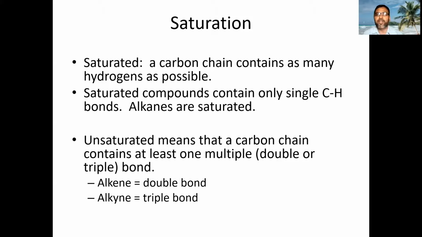Now I will talk about saturation. What is saturated? Saturated means a carbon chain contains as many hydrogens as possible. A saturated compound contains only single C-H bonds. Alkanes are saturated. Unsaturated means that a carbon chain contains at least one multiple, double or triple, bond. For example, alkene, double bond, and alkyne, triple bond.